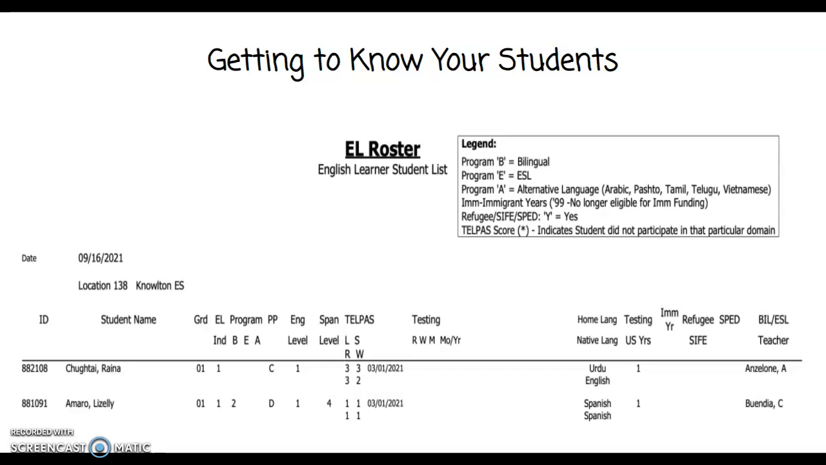Some information that you will find on here, aside from the student ID, student name, and obviously the teacher, will be the EL indicator, the program the student is in, whether it's a bilingual program, and in the bilingual program it's the dual language, or the ESL program. Okay, we will also see whether the students have parental permission.